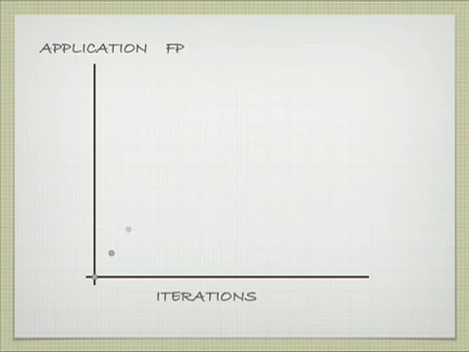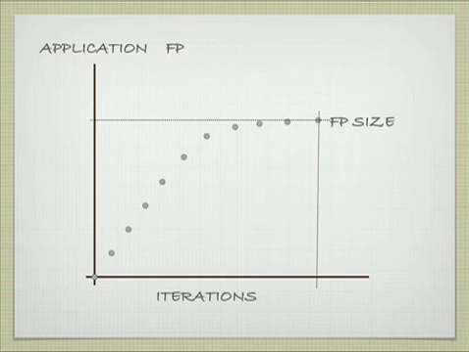After several iterations, your graph should look like this. And at some point in time, the growth will flatten out. This will give you a good read on the function point size. And this should be your overall application size.